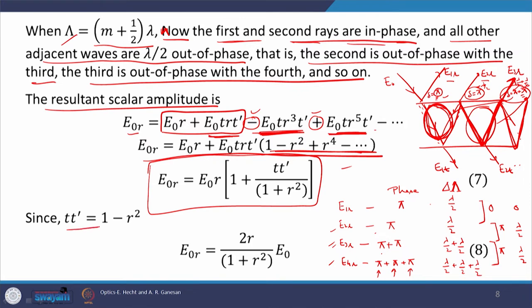Again, we use the Stokes relations, which is TT prime is equal to 1 minus R square. And this modifies equation number 7, and this is equation number 8. This is the final expression of the resultant scalar amplitude of the reflected beam.